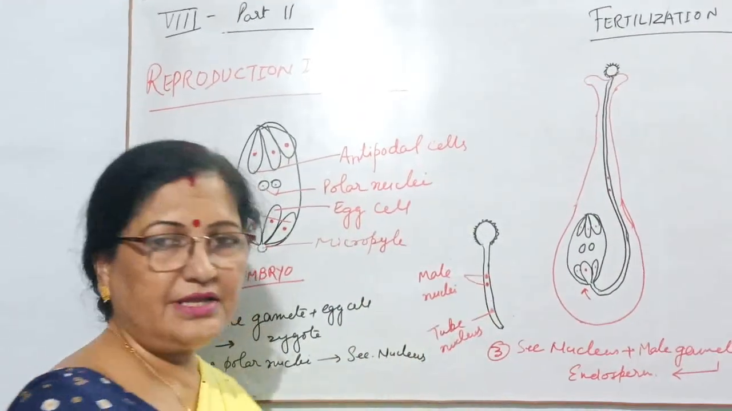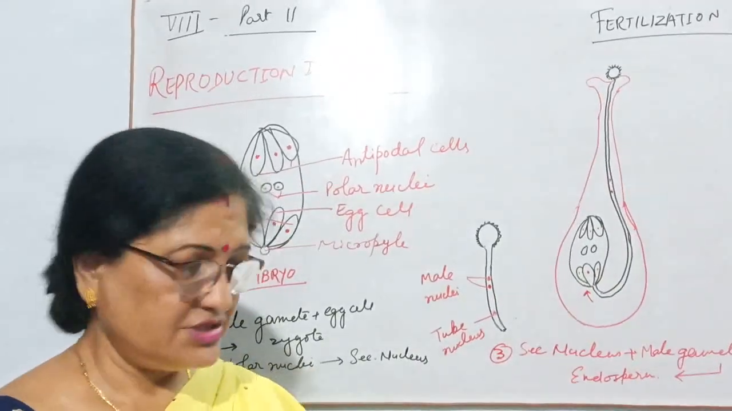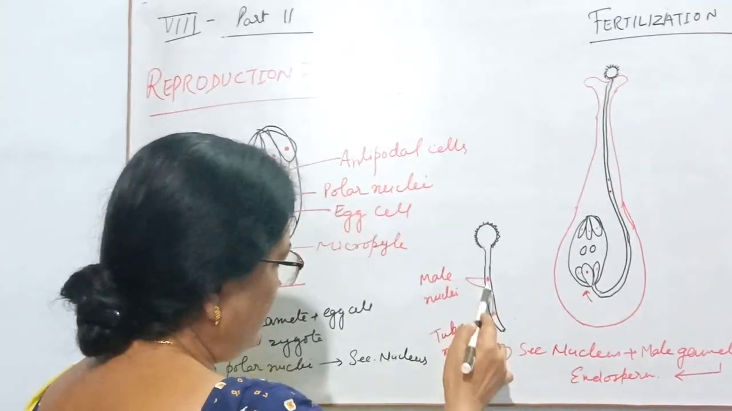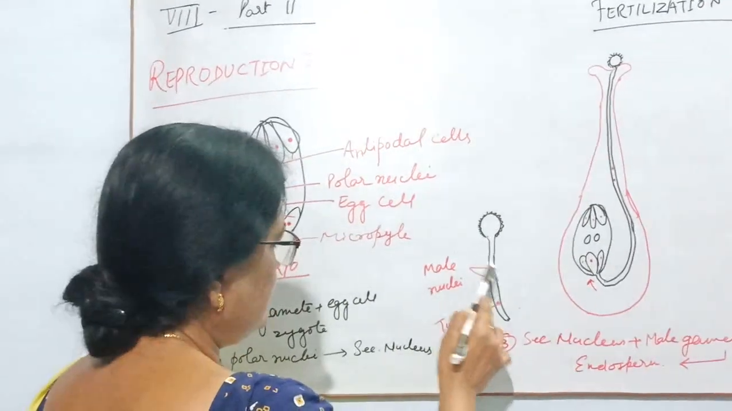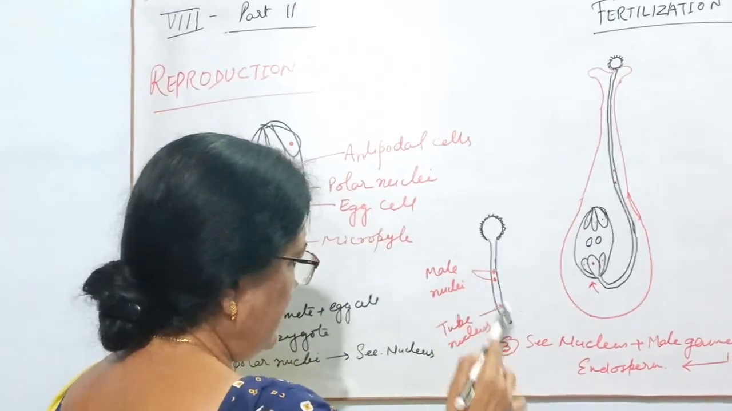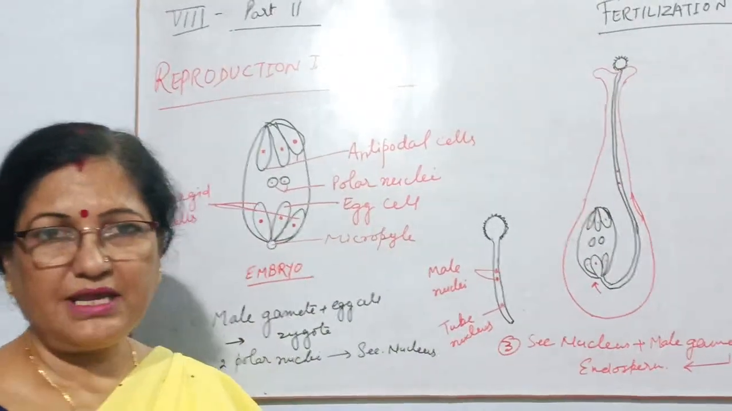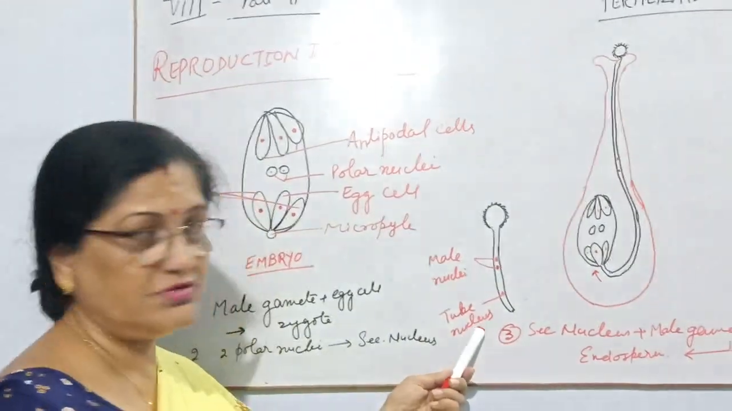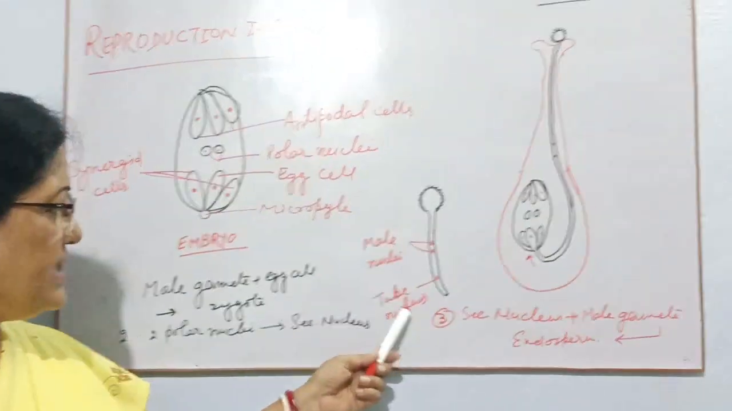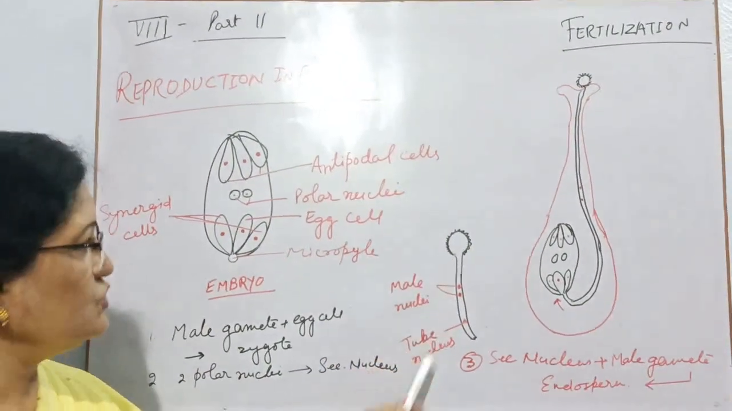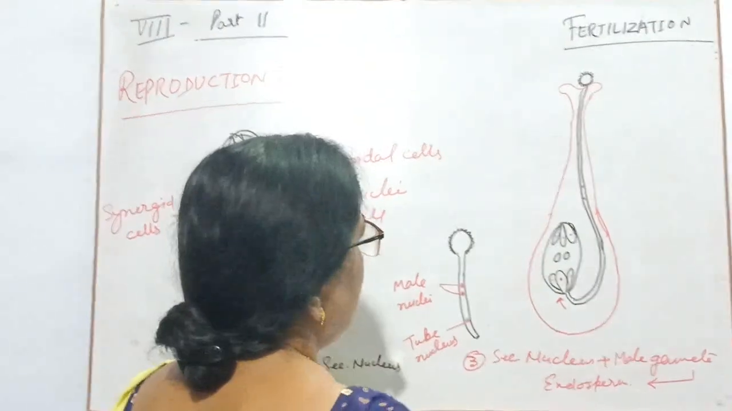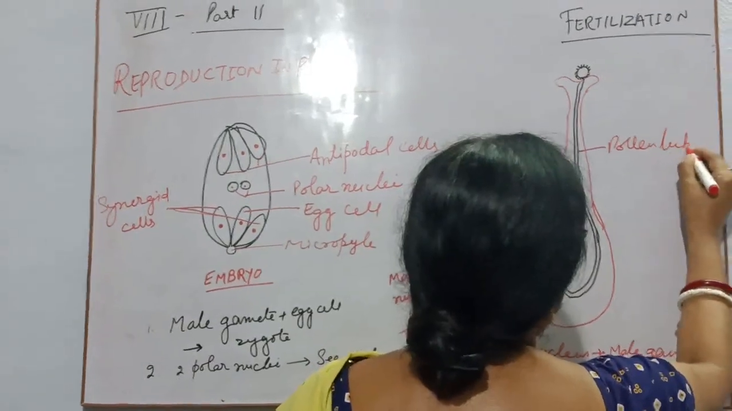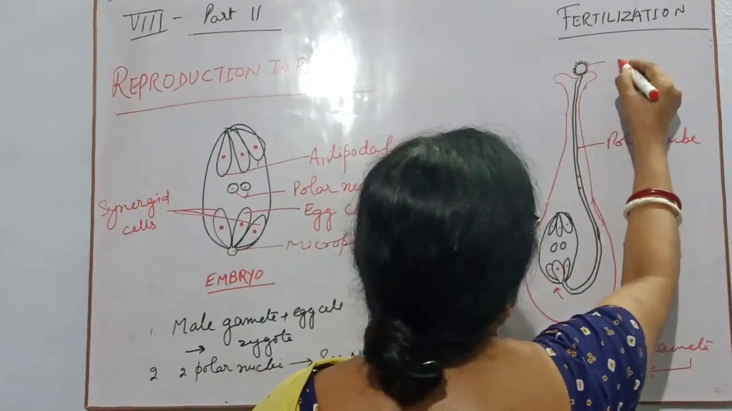Now the pollen grain is the male gamete for the plant. So in the male gamete, the one cell will divide into 2 nuclei. One is the male nucleus, and the other is the tube nucleus. As the name suggests, the tube nucleus helps in the formation of the pollen tube. So children, this is the pollen tube, and this is the pollen grain.